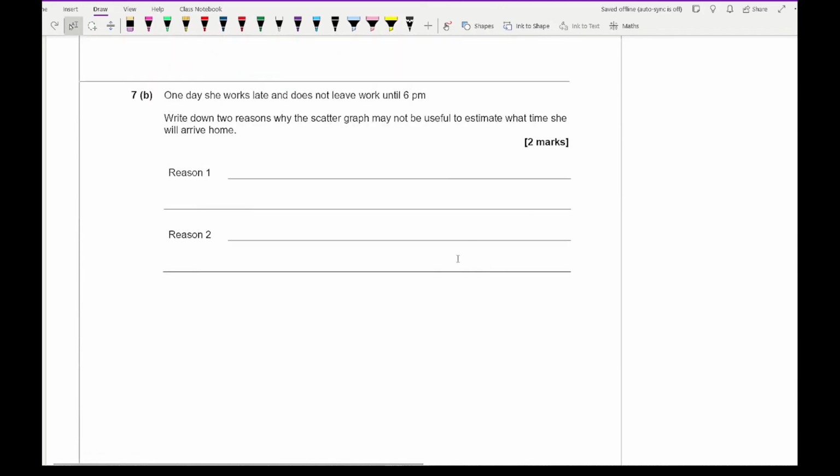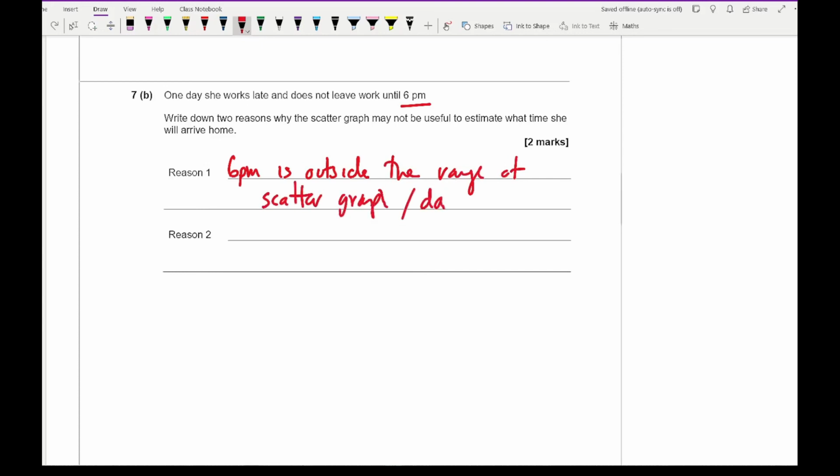Then moving on to B, it says that one day she works late and does not leave work until 6 p.m. Write down 2 reasons why the scatter graph might not be useful to estimate what time she comes back. So again, one of the reasons is, well, you could say that 6 p.m. is outside the range of the scatter diagram, or the data collected. Because you can only use the line of best fit between the ranges of the smallest value and the biggest value, the 2 extreme points on the left and right of your scatter diagram. Anything outside of that is not going to be accurate.